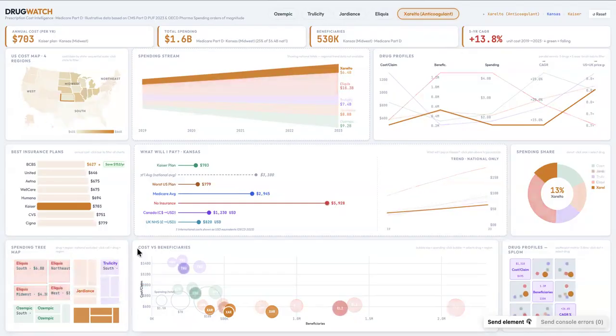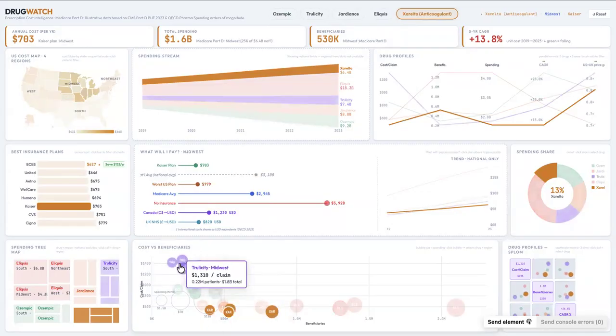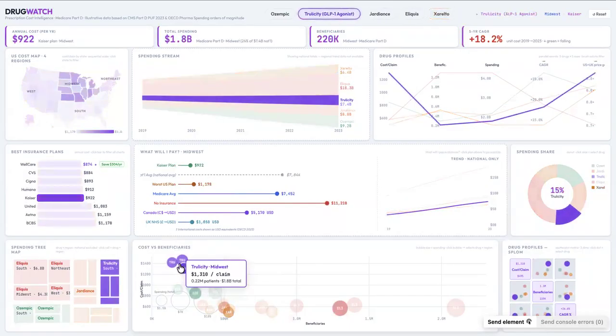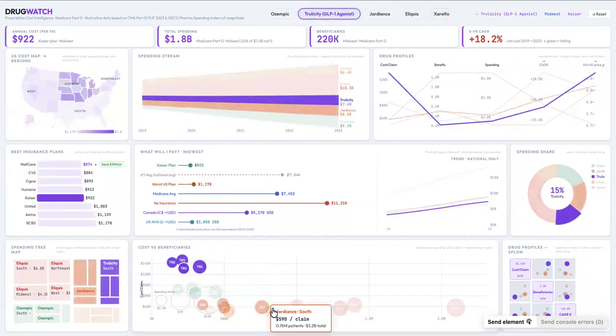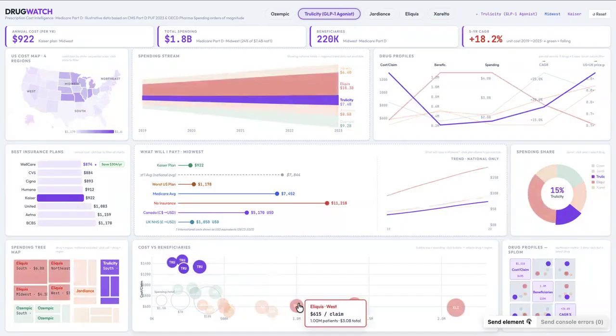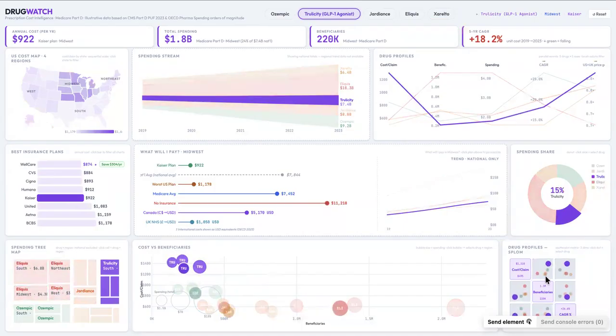This is the cost versus beneficiaries view, done through a bubble scatter plot. The scatter plot compares cost per claim on the x-axis against beneficiaries on the y-axis. This visualization helps identify drugs that are both expensive and widely used, showing how much cost burden is on the system.